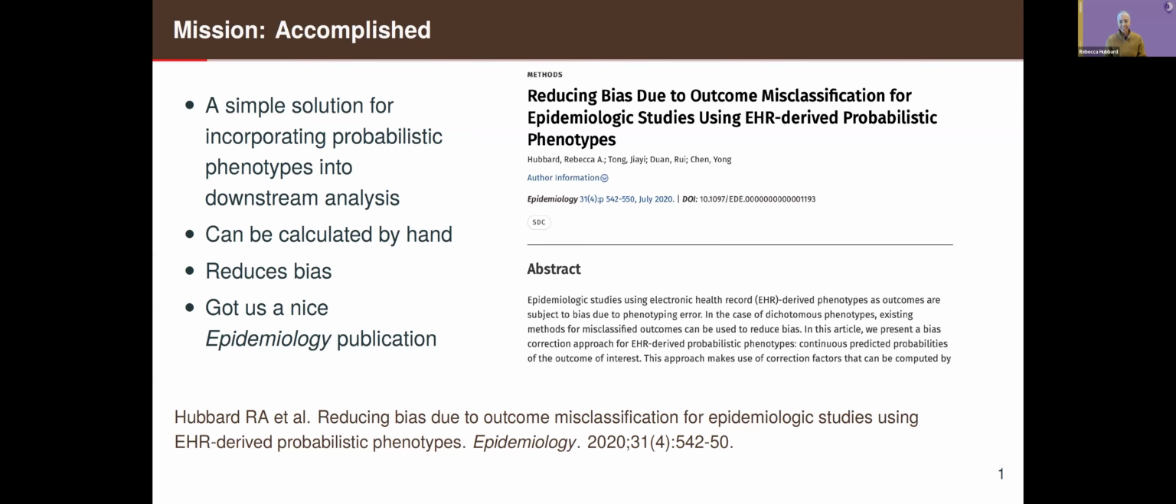I've seen a lot of these used in practice in analyses of EHR data, and often used in ways that are very far from optimal. So we developed an approach to reduce bias in analyses that use probabilistic phenotypes as the outcome. It's a very simple solution. You can make the bias correction by hand. It literally can be calculated on a piece of paper or on a napkin. It reduces bias, and it gave us a nice publication in Epidemiology. So it was a victory. Everyone was happy. We published this nice little paper.